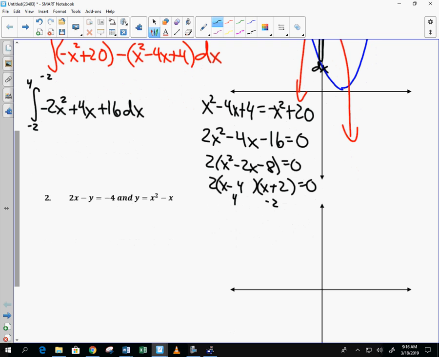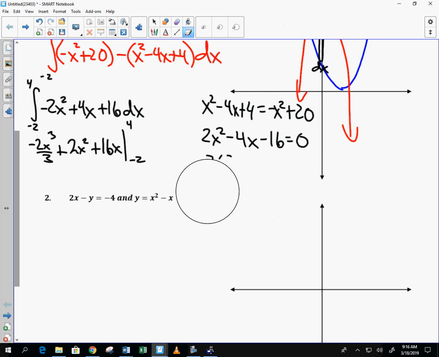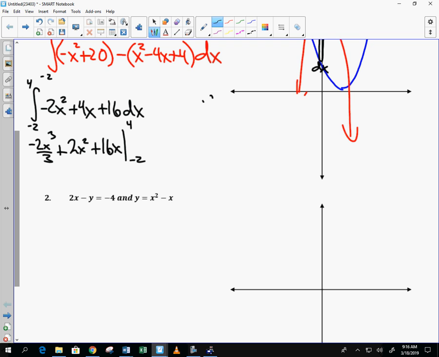Okay, what's the antiderivative of negative 2x squared? Plus 2x squared. And we are going to determine that at 4 and negative 2. Plug in 4. 4 cubed is 64 times negative 2 is negative 128 over 3. Plus 2 times 4 squared, or 16 times 2 is 32.